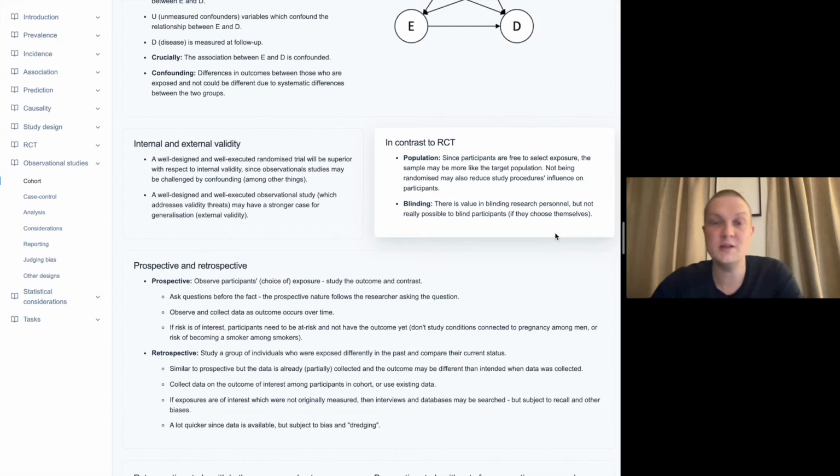Not being randomized also reduces study participant effects. There's value in blinding research personnel and analysts, but it is sometimes impossible to blind participants, especially if they choose treatment themselves or choose exposure themselves.